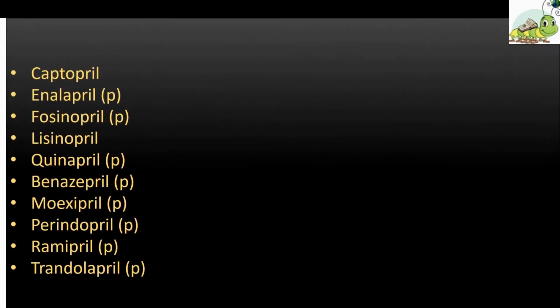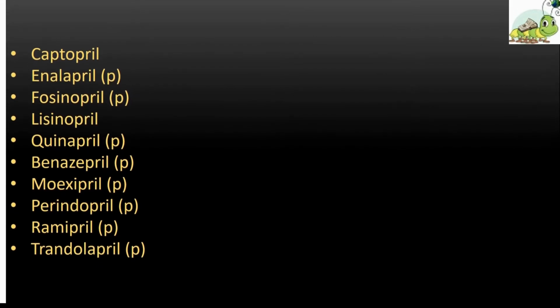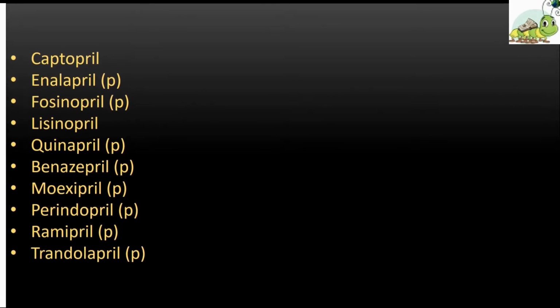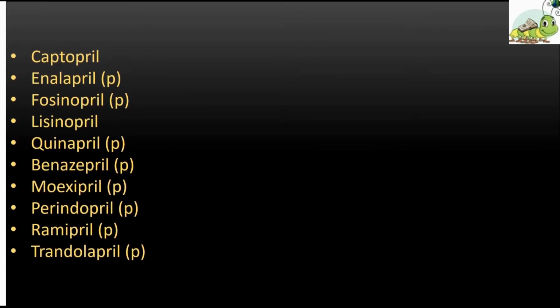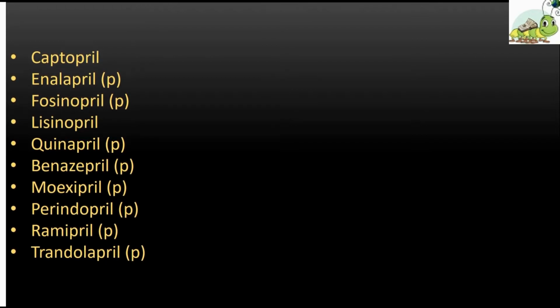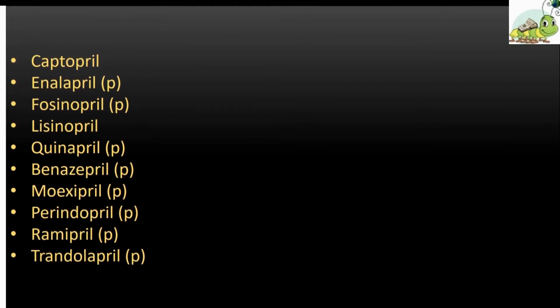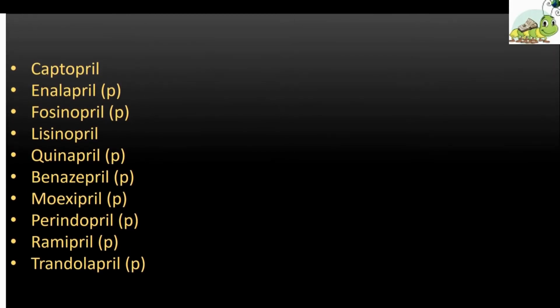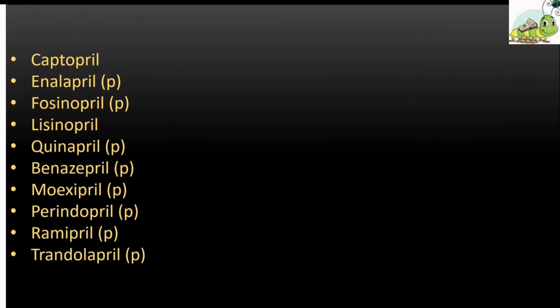Some common ACE inhibitor drugs are captopril, enalapril, fosinopril, lisinopril, quinapril, benazepril, moexipril, perindopril, ramipril, trandolapril. P denotes the prodrug, with active metabolites produced by deesterification of the main drug.